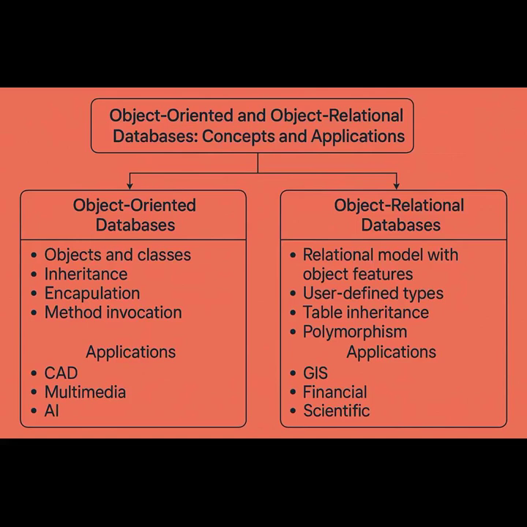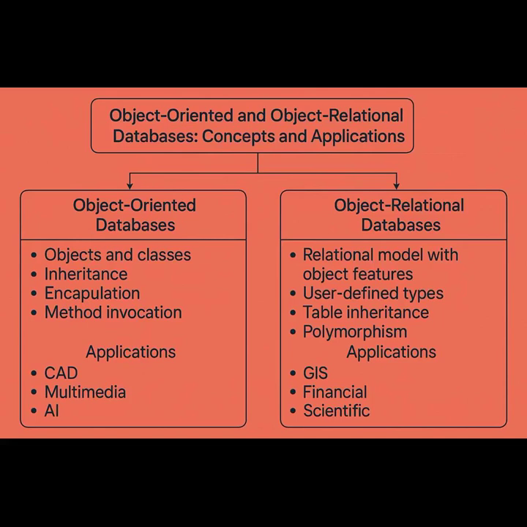Complex objects can be nested or aggregate other objects. Persistence: objects outlive the application execution and can be stored and retrieved later. Versioning: support for managing different object versions, useful in design and engineering apps.